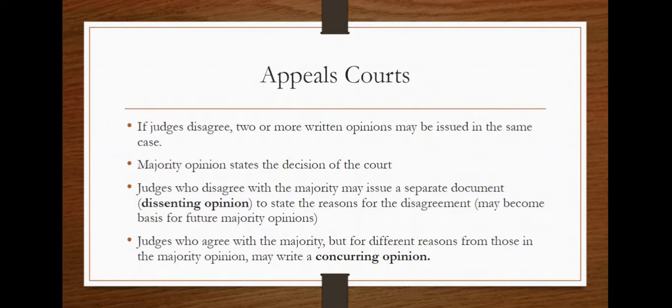And I cannot think off the top of my head of an example of a concurring opinion. It would have to be based on the Constitution. Based on my reading of the Constitution, I agree with the majority, but I agree with them for this reason, not what they are stating. So with a dissenting opinion, you just outright disagree, period. With a concurring opinion, you agree, but you agree for a different reason. Now, that's it for an appeals court.